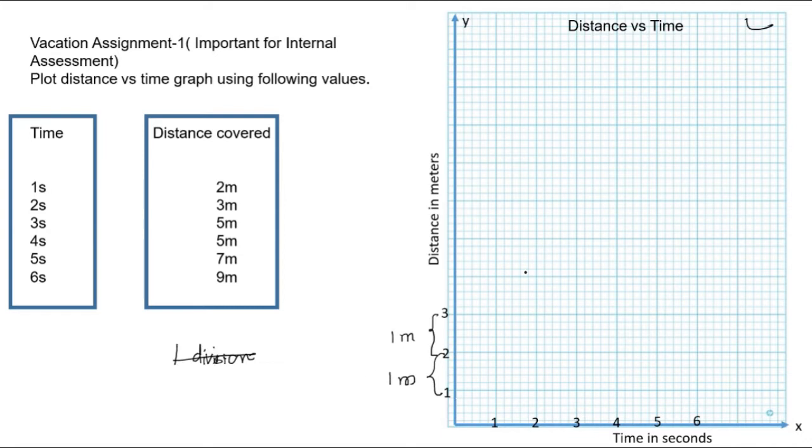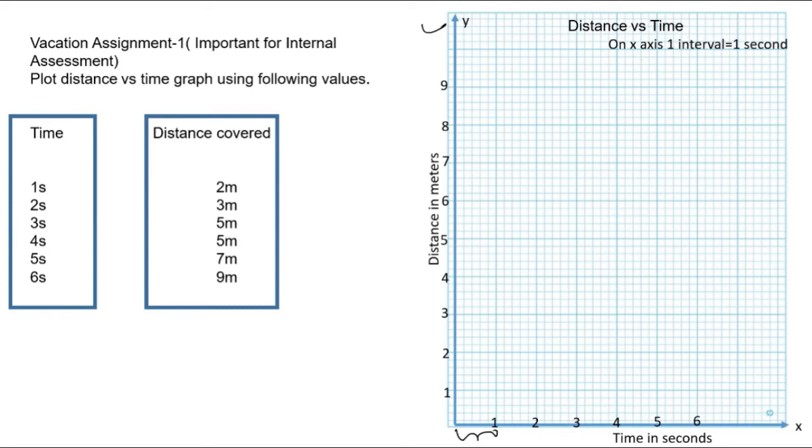There are different ways to express your units here, but before that we need to write all the distances which are covered. And on the x-axis, what we have taken here is one interval. What does one interval mean? This much is 1 second, and on the y-axis, one interval means 1 meter. So we shall start using these values.